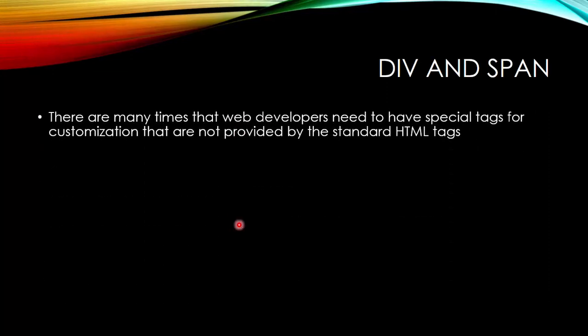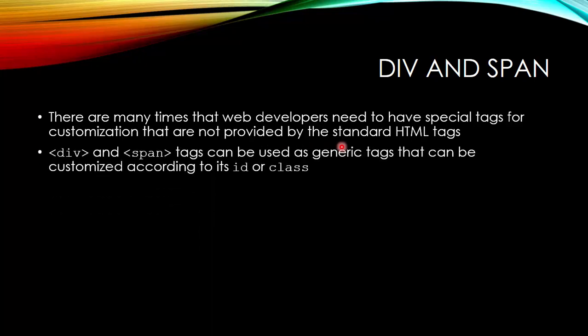We were talking about generic HTML elements in our first section on HTML before this. The two generic tags were div and span. Why do we need this? Because there are many times that web developers need special tags for customization that are not provided by the standard. So we can use div and span as generic tags. Then we can customize them using ID or class.